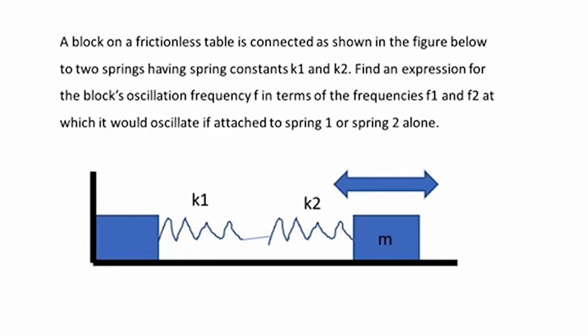So here we go. In this specific problem, they're asking us about a frictionless table where there are two springs connected, and they both have their own spring constants. Then we're going to try to find the block's oscillation frequency in terms of frequencies F1 and F2. So how it would oscillate if it was attached to spring 1 or spring 2 alone.